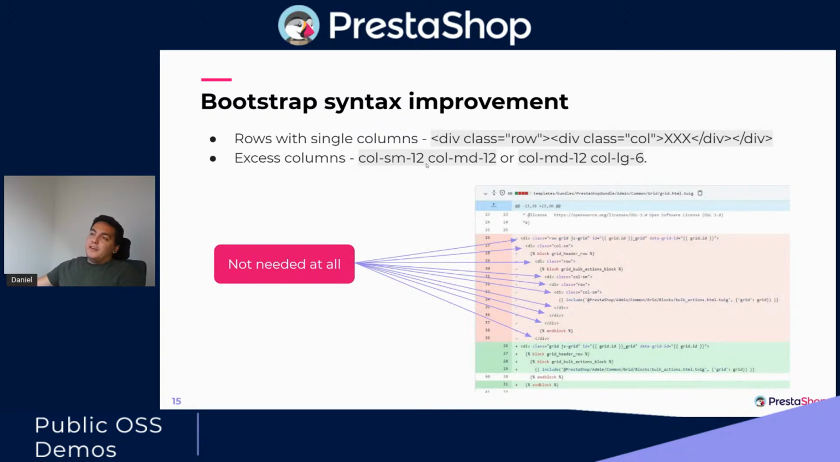The same if you have bootstrap columns. If you have at least one column set, you don't need to specify that the smallest one is of width 12. It's perfectly fine if you just have col-md-6, and everything that will be smaller will be automatically full width, and you don't have to specify it. I think I will show you some examples of that.